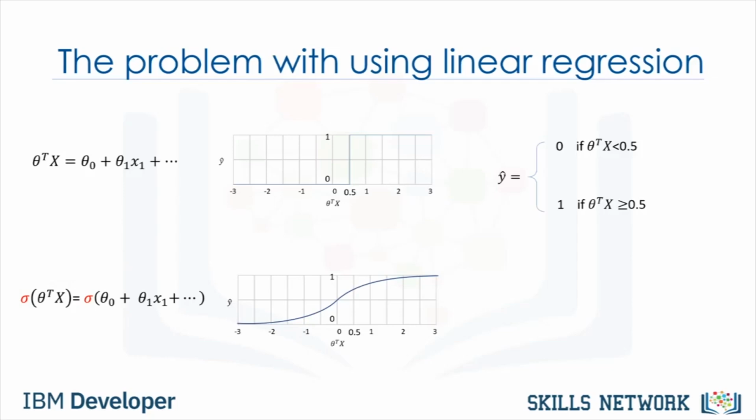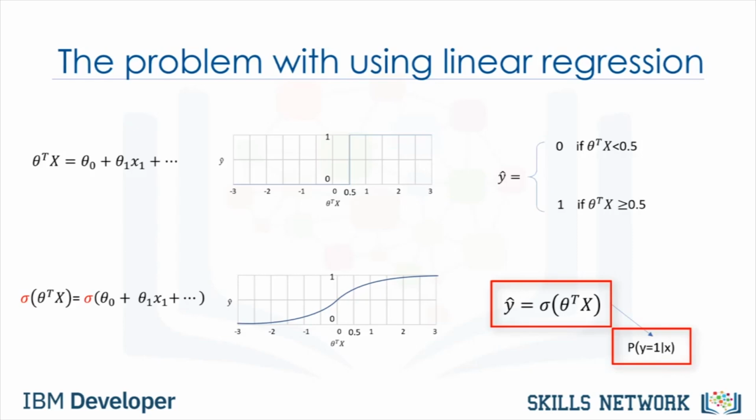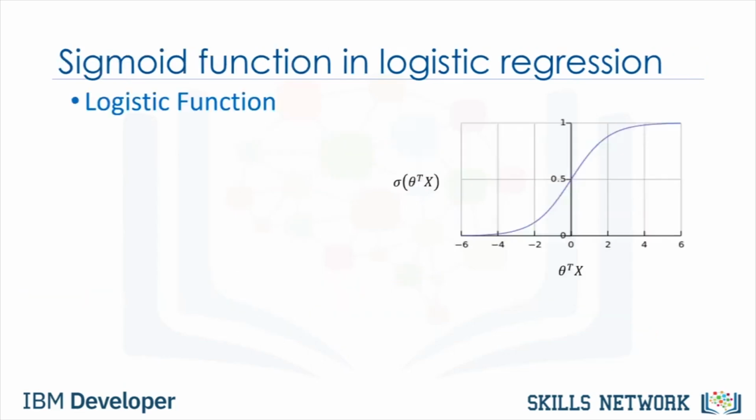Instead of calculating the value of theta transpose x directly, it returns the probability that theta transpose x is very big or very small. It always returns a value between 0 and 1, depending on how large theta transpose x actually is. Now, our model is sigmoid of theta transpose x, which represents the probability that the output is 1 given x. Now, the question is, what is the sigmoid function? Let me explain in detail what sigmoid really is.